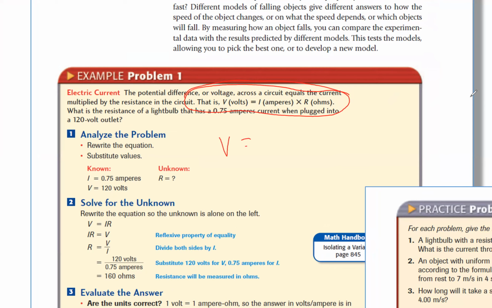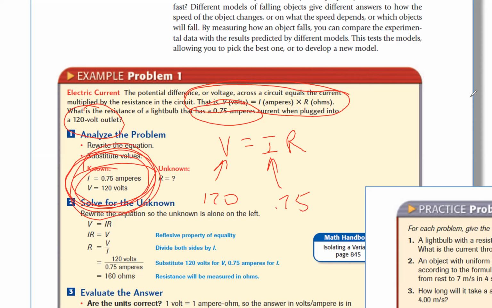So V equals I times R. Even if you don't know what V, I, or R are, if they tell you, they're going to say the voltage is 120 and the current is 0.75. You see, they say it right down here. Even though you don't really know what those words mean, if you know what V is and what I is, then you know how to solve for R.